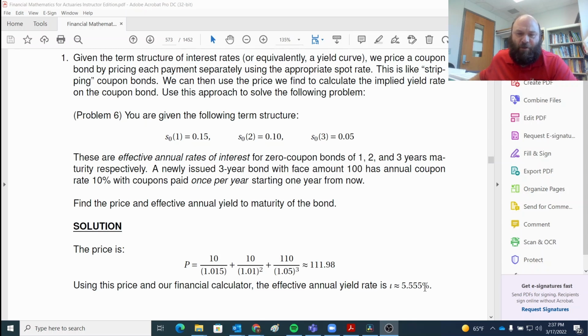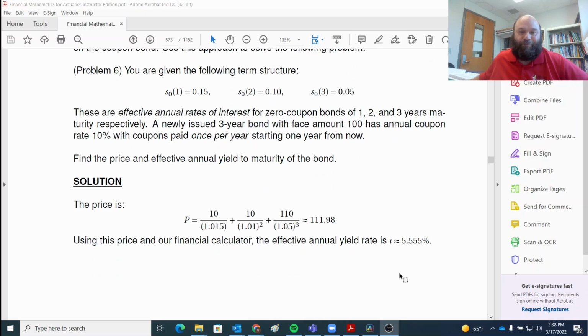According to what I wrote here, I got 5.555%, which is why I started to stumble when I said, "Oh, this is a premium bond," because the yield rate's low. Oh, yeah, no, that's consistent. The yield rate's lower than the coupon rate, which means you're beating the market. So, yes, it's a premium bond. Sorry for the stumbles. On we go.